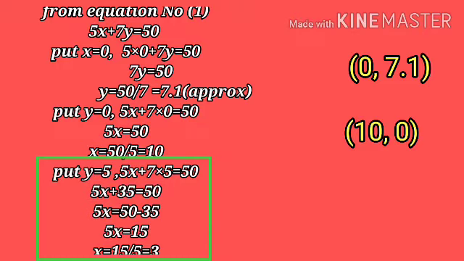So suppose we put y is equal to 5. 5x plus 7 into 5, that is 35, and 35 transfer to the right side. So 50 minus 35 means only 15, and 15 divided by 5, we will get only 3, which is an integer. So x is equal to 3. So our next point is 3 comma 5. X is equal to 3 and y is equal to 5.